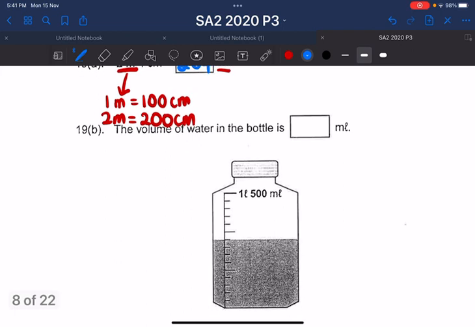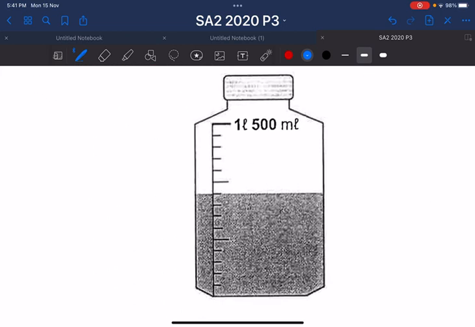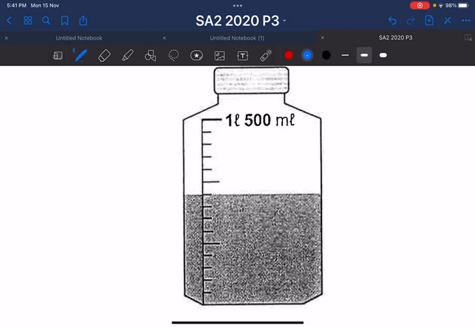Now part B. Over here, you will have a container. Now if you take a look at the container, although it looks a bit blurry, you can actually see all these lines. Right, all the longer lines. It's divided into 3 long lines. Now these 3 long lines over here, you realize this 1 liter 500 milliliters is the same as 1500, right? One more time, it's the same as 1500 milliliters. If you remember, 1 liter is 1000, right? So how did I get 1500? I take 1000 plus 500.